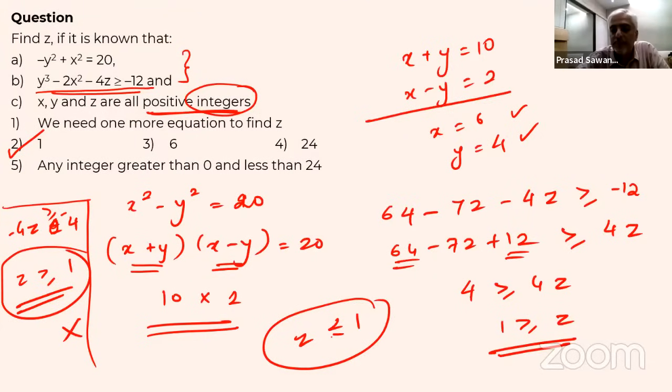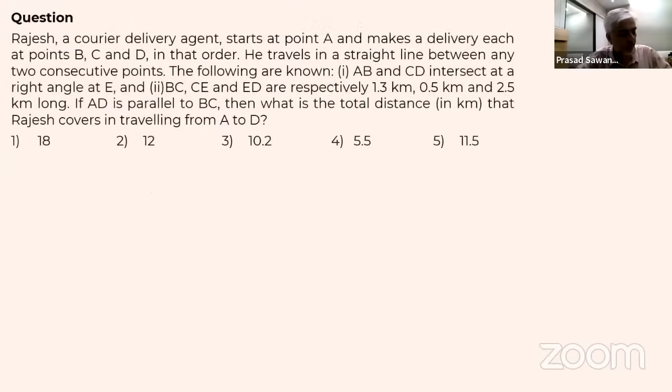Okay, let's go ahead. Again, a straightforward question from geometry, nothing really very difficult. 5 and 4 not possible, Ashish, because if you take 5 and 4, you will get fractions. If you take x plus y as 5 and x minus y as 4, you will get x and y as fractions. And they have used the word integers.